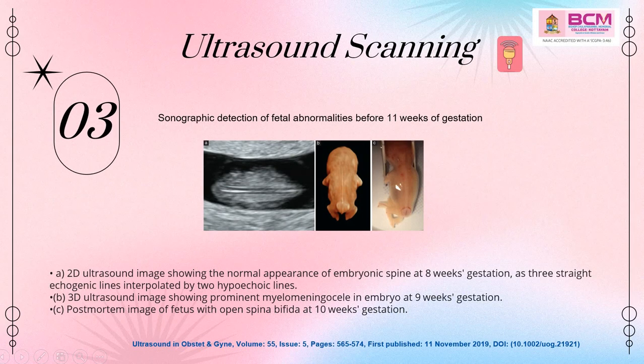Here in this slide, you can see the ultrasound images of embryonic development and abnormalities detected before 11 weeks of gestation. Image A shows a 2D ultrasound of an embryonic spine at 8 weeks. We can observe 3 straight echogenic lines separated by 2 darker hypoechoic lines, indicating the normal formation of the spine. Image B represents a 3D ultrasound of an embryo at 9 weeks, highlighting a myelomeningocele, a neural tube defect where the spinal cord bulges through an opening in the spine. Image C shows a postmortem image of a fetus at 10 weeks, clearly displaying open spina bifida, a condition where the spinal column doesn't close completely.